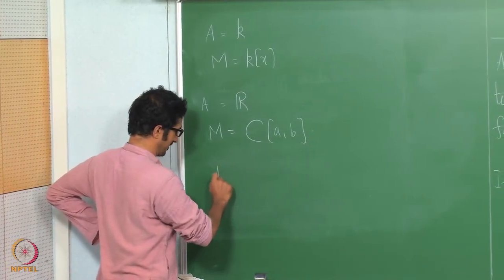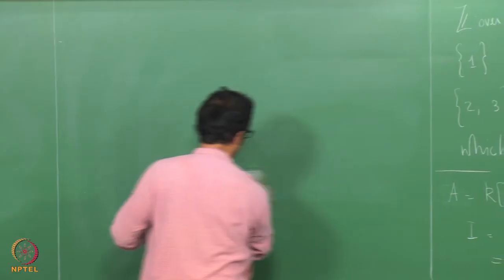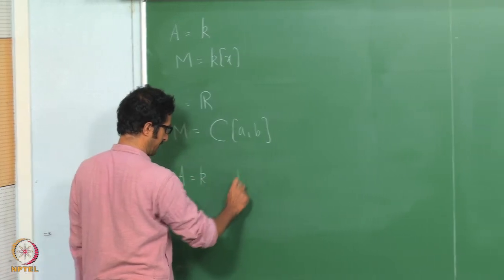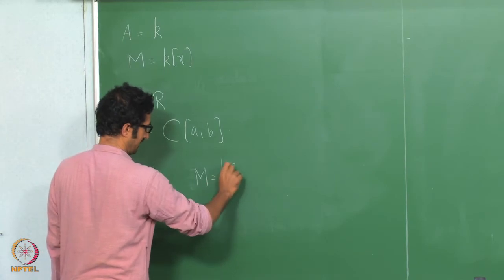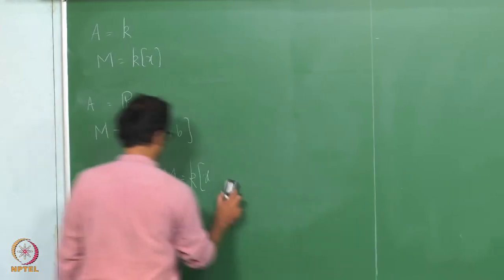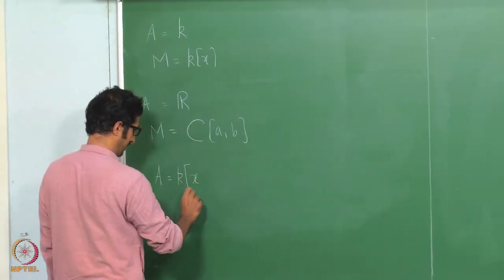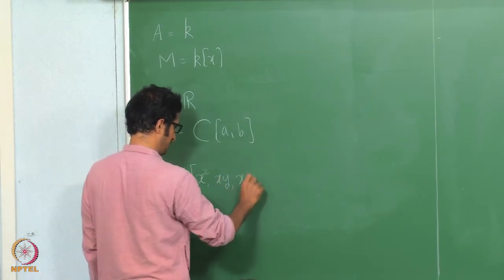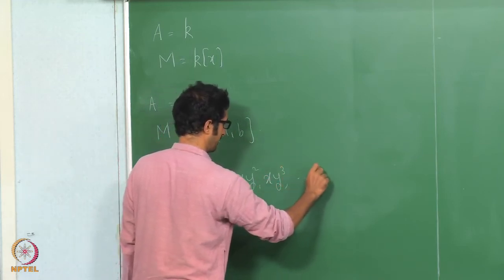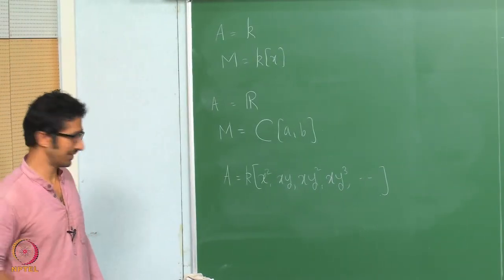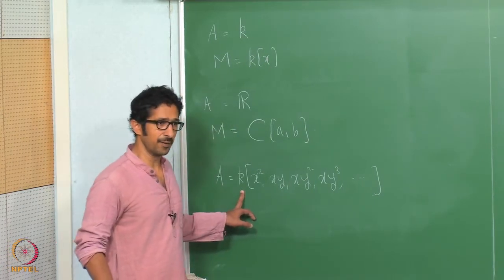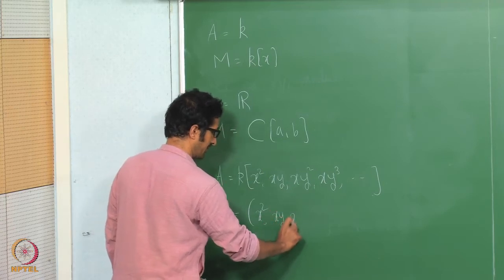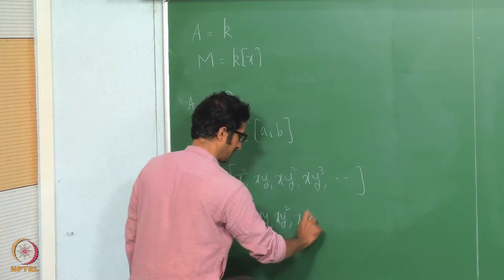Suppose I take A to be, here we will see some subrings of K[x, y] and so on. So let me take A to be not K, but the ring generated by x, x y square, x y cube, and so on. Okay, so this is a ring. And if I take I to be the ideal generated by x square, x y square, x y cube, and so on.